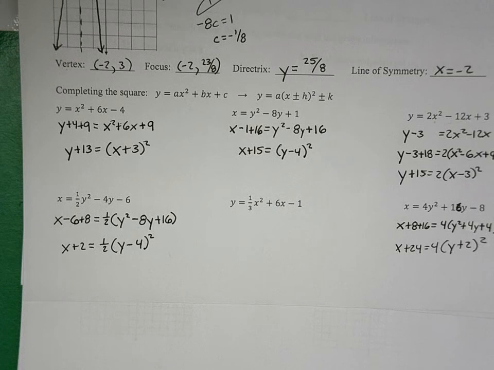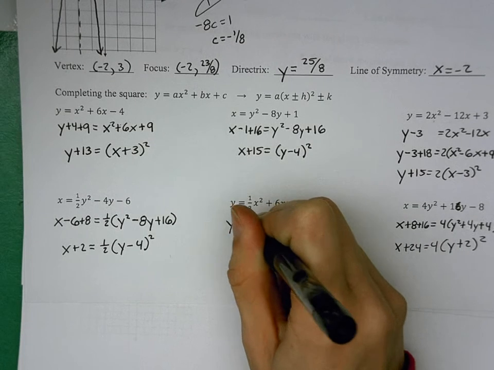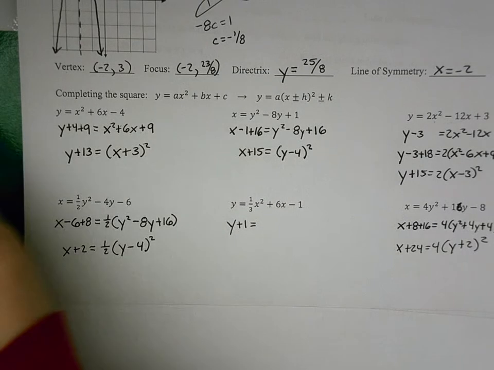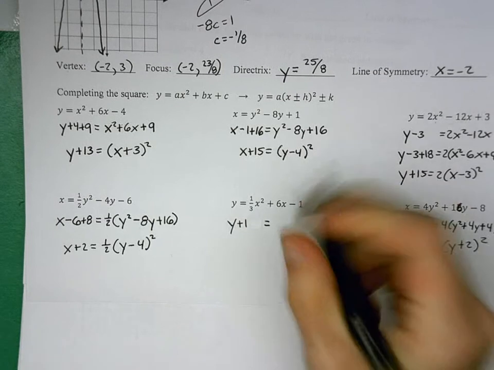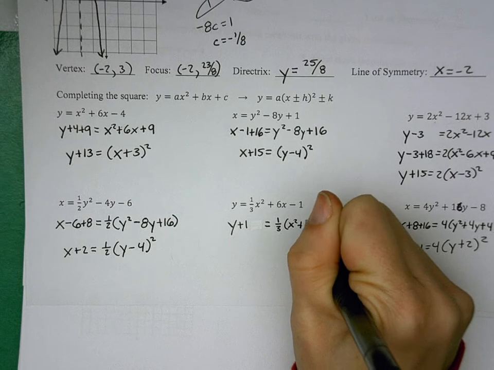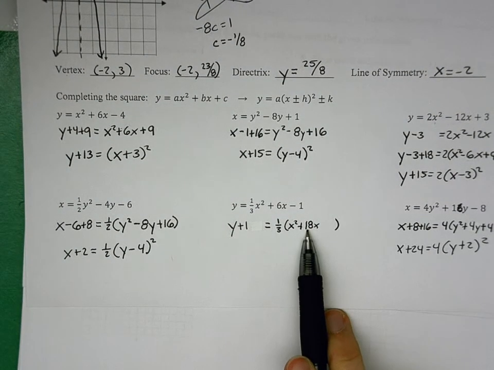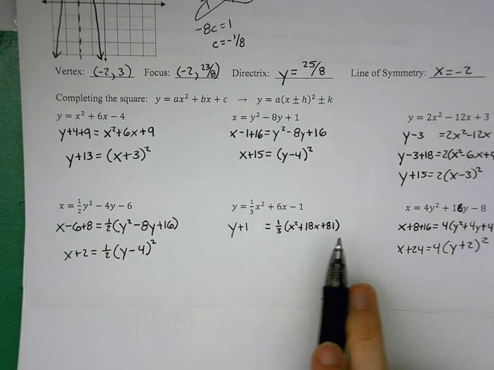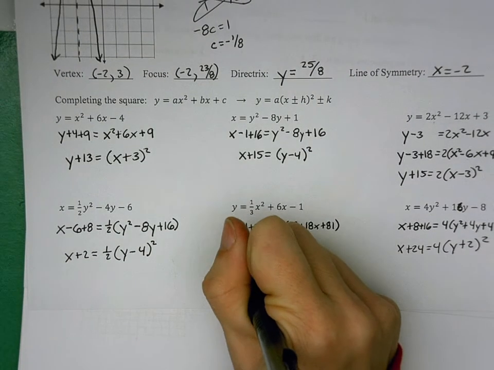Okay, adding the 1 over, we have y plus 1 equals, and actually I'm going to leave a little bit of space there. Factoring out the 1/3, we would have x squared plus 18x. Okay, half of 18, 9. Squared, 81. Haven't actually added 81 in though, I've added 27. And so that gives me my final answer.